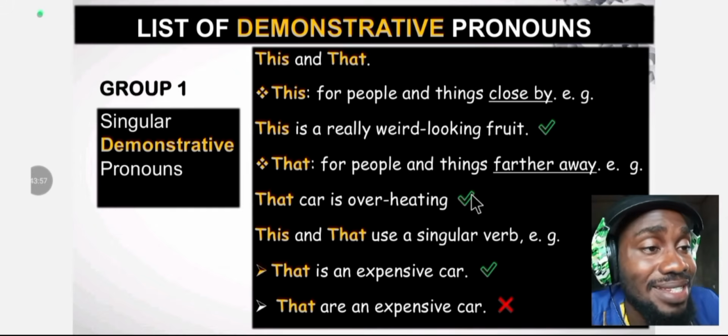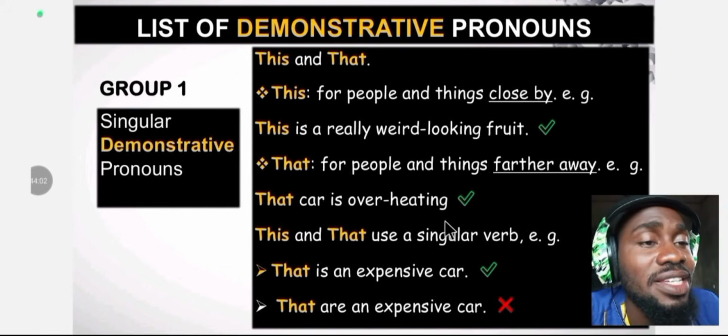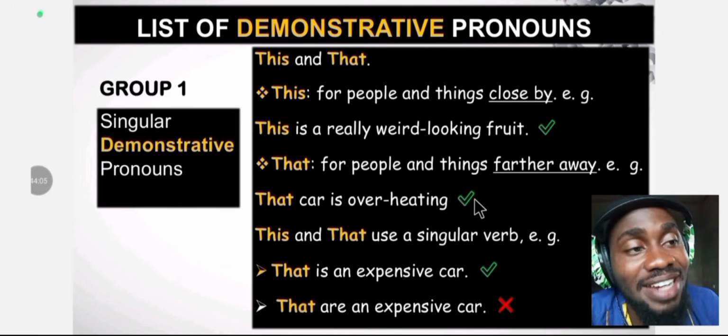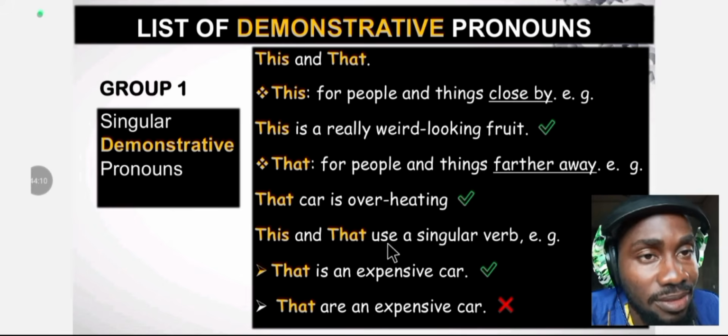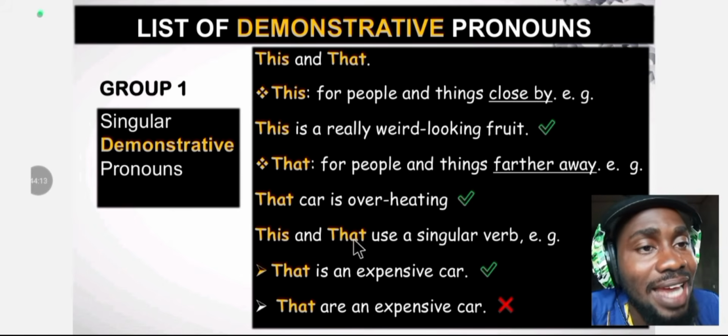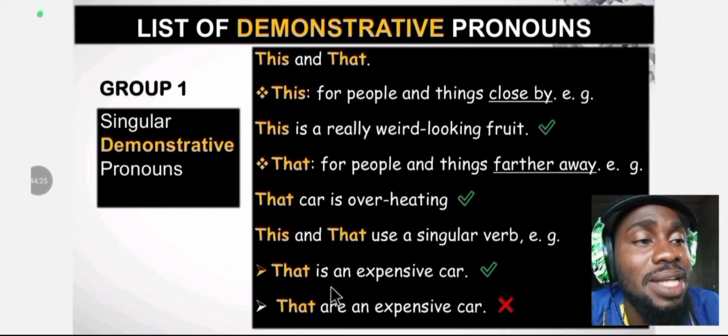For example, that car is overheating. Correct. You are trying to say the car farther away from you is overheating, okay? This and that use a singular verb. For example, that is an expensive car. Correct. This is obeying the law of grammatical concord.